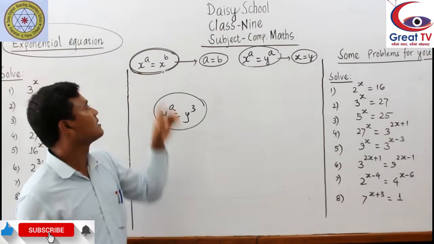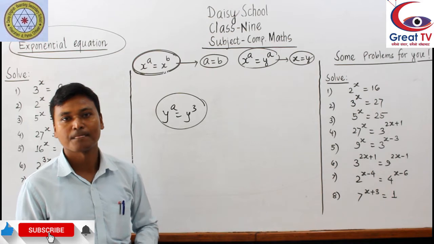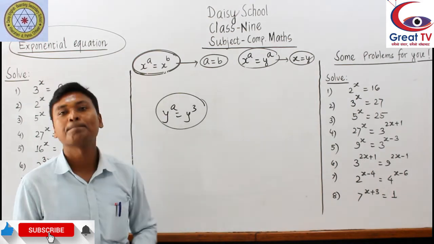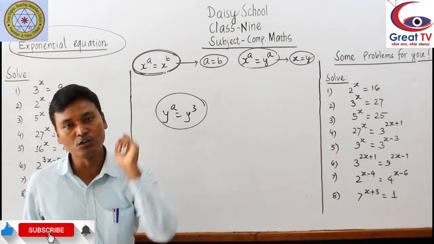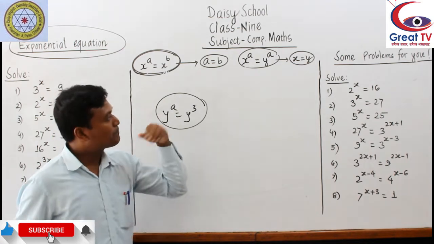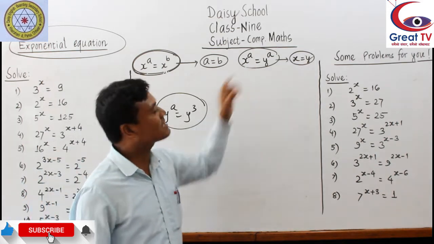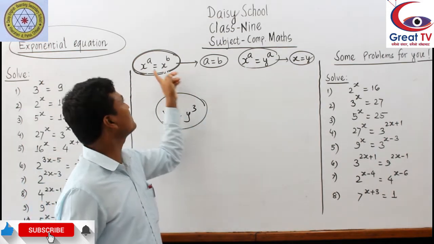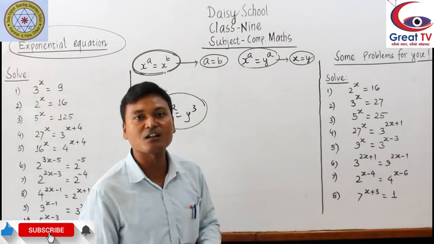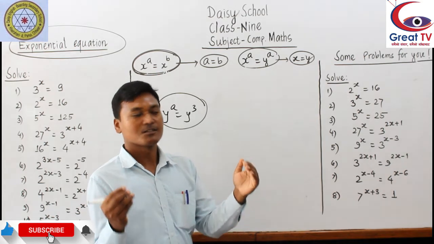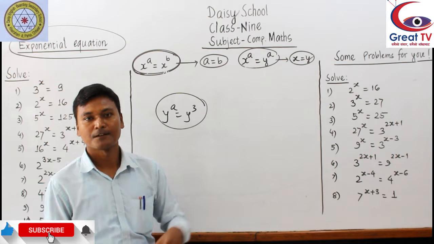Don't forget, my dear students, if the bases are same, powers are always equal. If the bases are same, powers are equal. I said this is the first concept we use in most of the problems in the topic exponential equation. But sometimes we use this type of concept also. This is just opposite: if the powers are equal, the bases are also same. So while solving exponential equations, we use these two concepts the most.